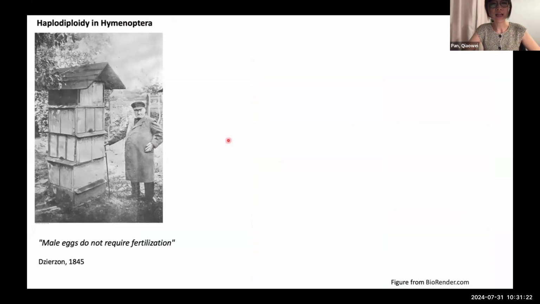The idea of haplodiploidy is actually the first model of sex determination humans came up with. Back in 1845, Dzierzon, as shown in the picture here, a Polish beekeeper, was the first to notice that male eggs in honeybee do not require fertilization. But we also know that ploidy alone does not account for everything about sex determination in honeybee, because occasionally diploid males can be collected.